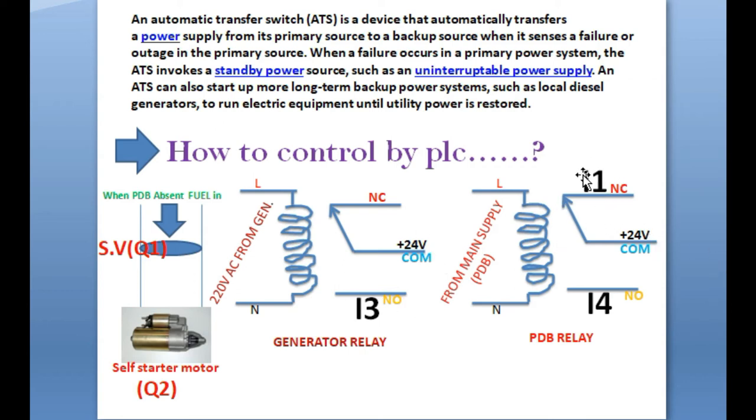I1 is NC. When PDB is absent, that means I1 senses. After I1 senses, after 5 seconds, T1 is on. That means the power solenoid valve will be on, and then after 5 seconds, the self starter motor will be on. This is working so that the generator will be on. So, friends, when the generator is on, that means this one is energized.